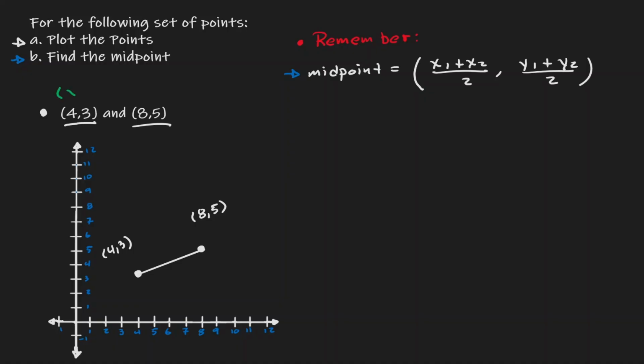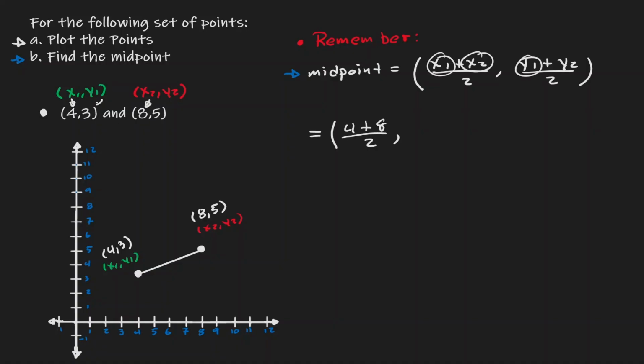In (4, 3), let's define that as x1, y1. In (8, 5), let's define that as x2, y2. Now that we have defined our components, it's a matter of just plugging values into the formula. x1, we have it here as 4, plus x2, we have it here as 8, divided by 2. y1, we have it here as 3, plus y2, we have it here as 5.